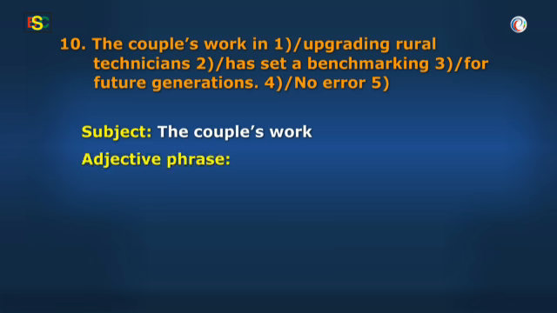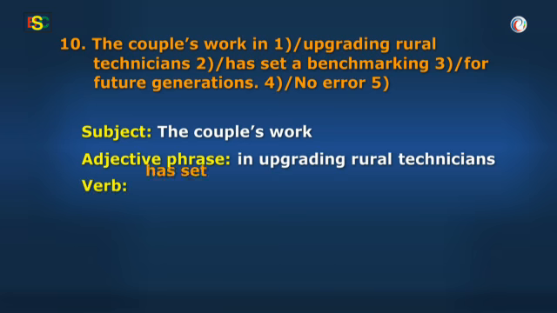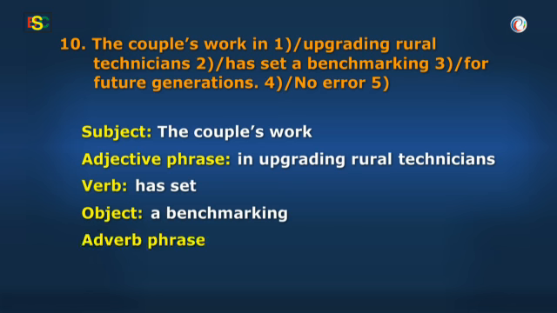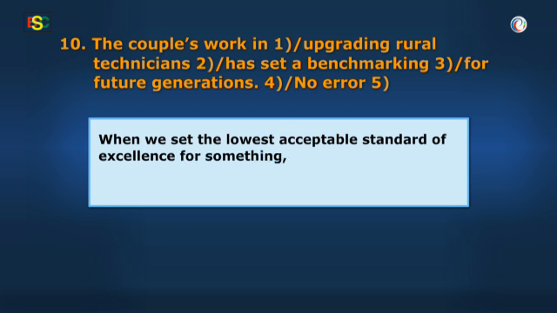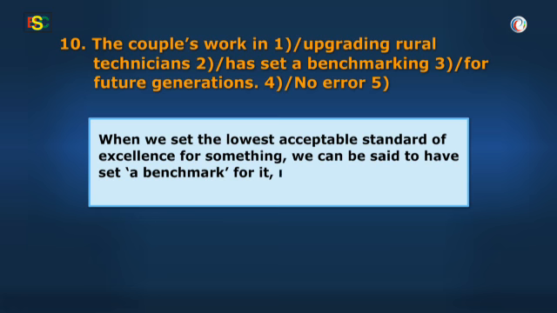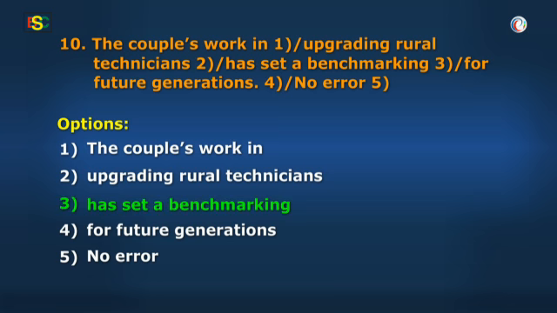The adjective phrase is in upgrading rural technicians. The verb is has set. The object is a benchmarking. And the adverb phrase is for future generations. But where is the error? Vidya, when we set the lowest acceptable standard of excellence for something, we can be said to have set a benchmark for it, not a benchmarking for it. And hence, option 3 is the right choice.